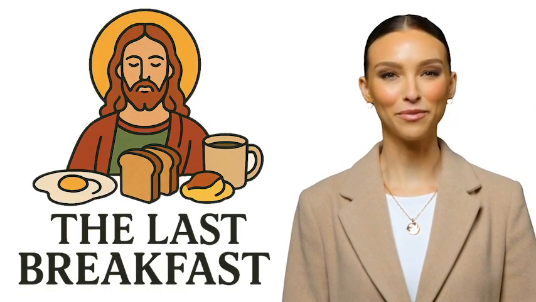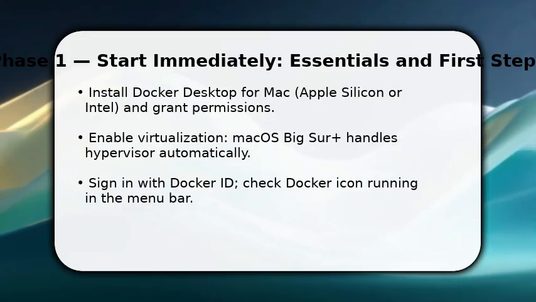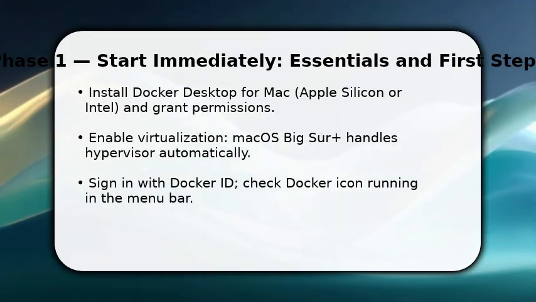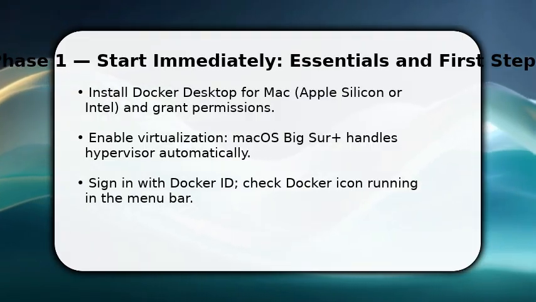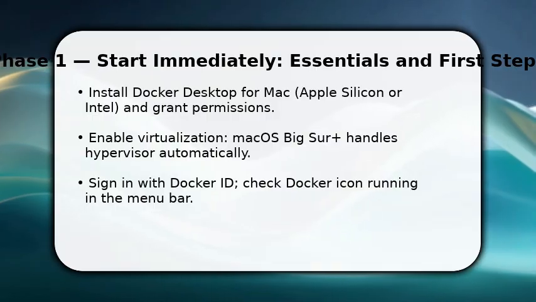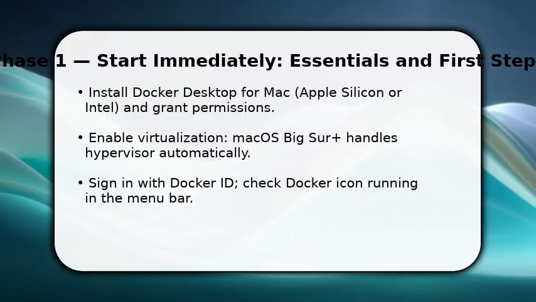Please enjoy the video. You start by getting Docker Desktop installed and running. Choose the Apple Silicon or Intel build to match your Mac. Once installed, open Docker and grant the required permissions so the hypervisor can run. Make sure you sign in with your Docker ID to access images.